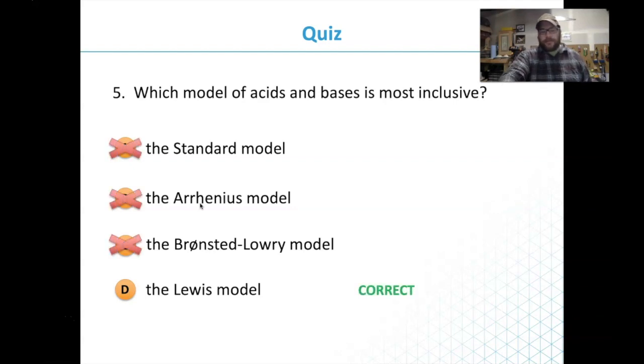All right, the most inclusive one is the Lewis model, and that's why it's pretty popular with organic chemistry. What we mean by that is that it takes into account the largest variety of molecules that we see out there, and pretty much every molecule has electrons, so they're either being donated or accepted and all that stuff. So it's most inclusive.